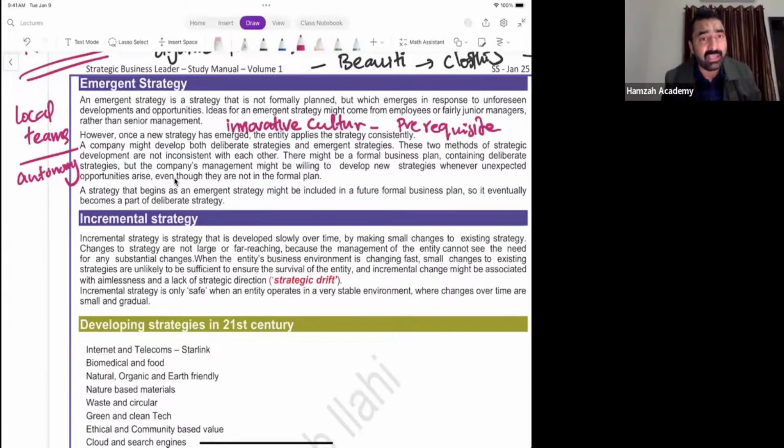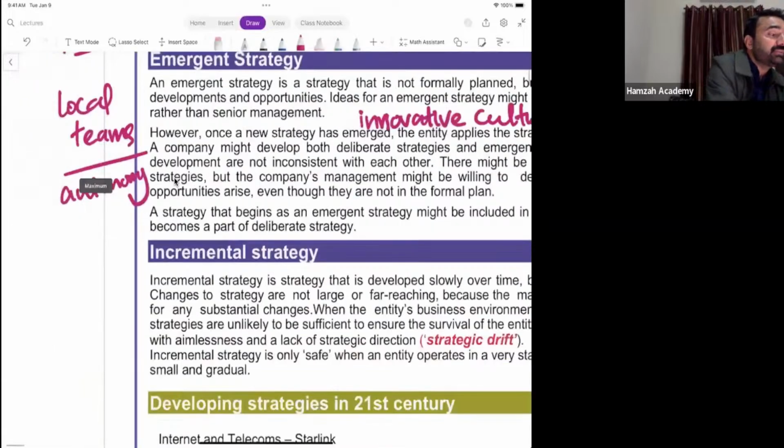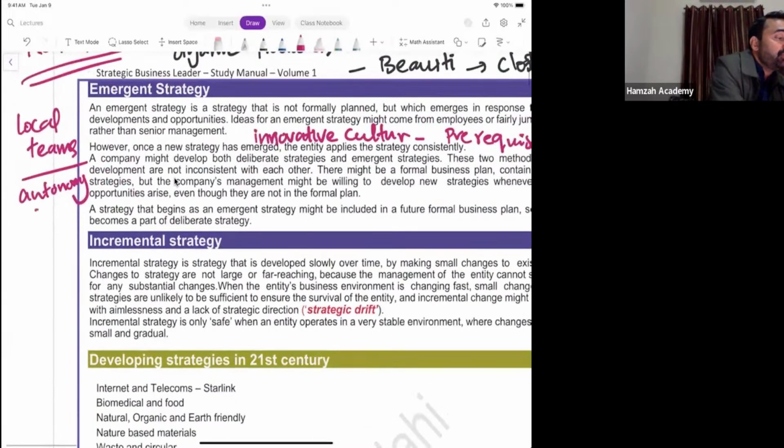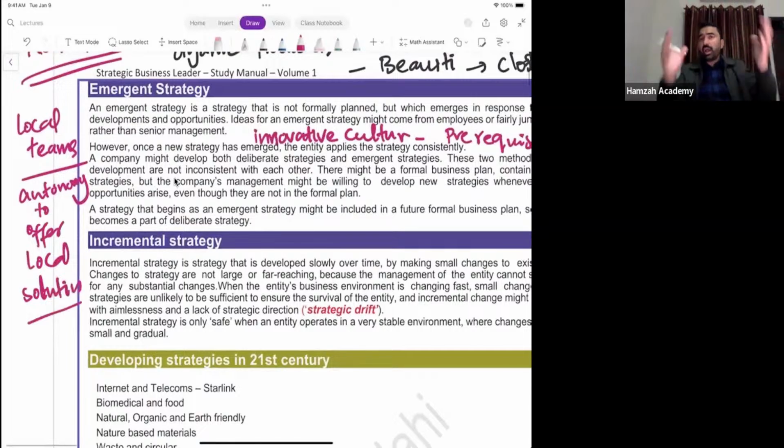So what is needed at this time is to give the local teams autonomy to offer local solutions. And here I have so many examples for you. Local solutions. For example, Netflix. Do you know Netflix has a free service in Africa? Do you know about it? Netflix has made its web streaming services free in many African markets.